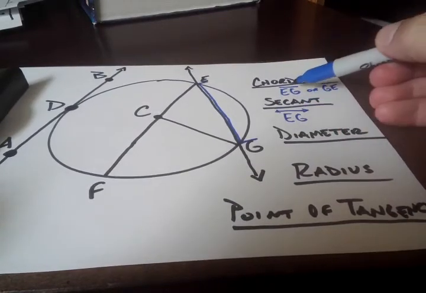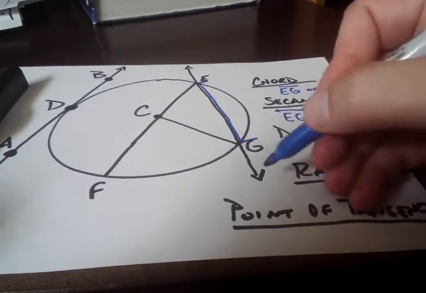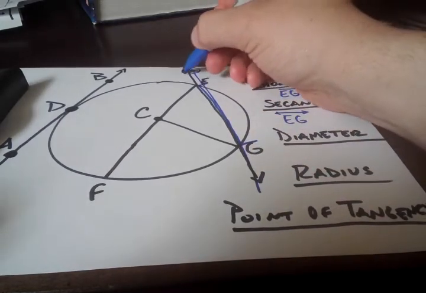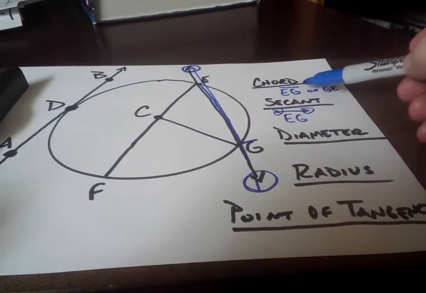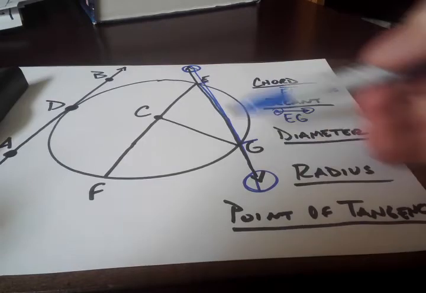So this is what separates chords and secants. Remember, the secant is the whole line. It's going indefinitely, both directions. That's what a secant is. A chord stops. Secant goes indefinitely.